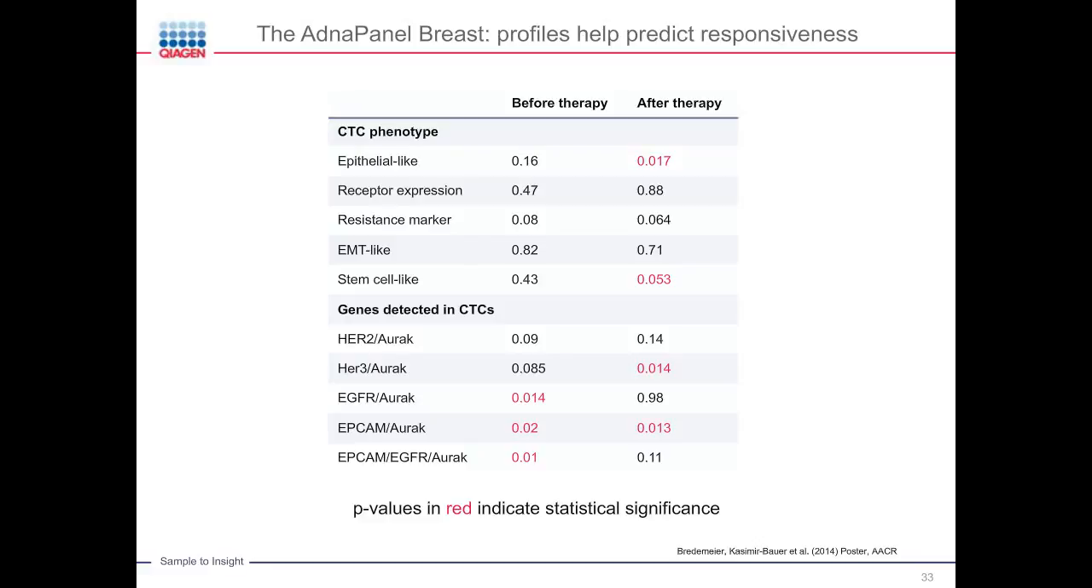If you look at combinations like EGFR or AdCam in combination with Aurora kinase, or all the three, they were all significantly correlated before therapy, which gives us at least the idea that it might be possible that the molecular characterization of CTCs might give us, instead of only prognostic information, also predictive information in the future.